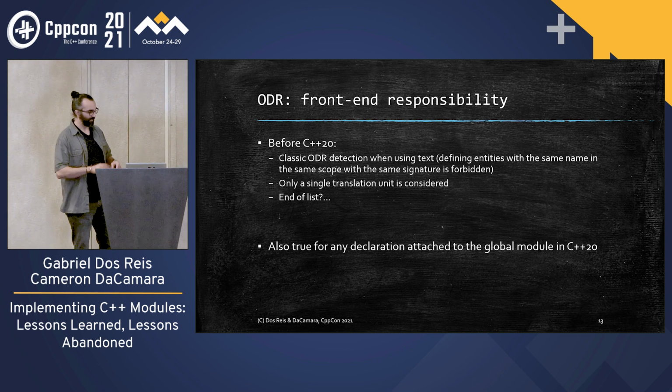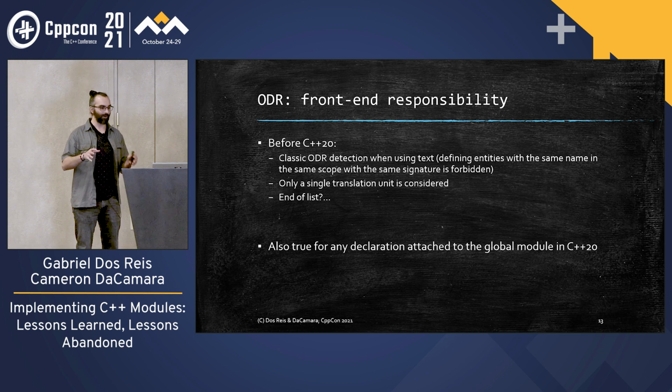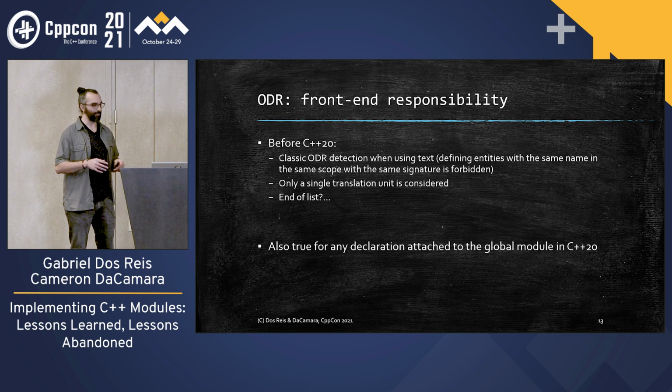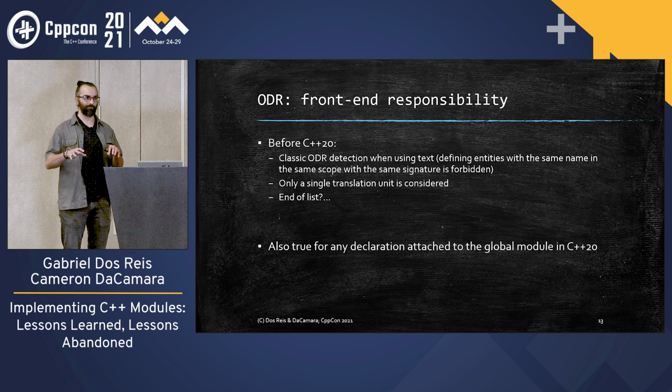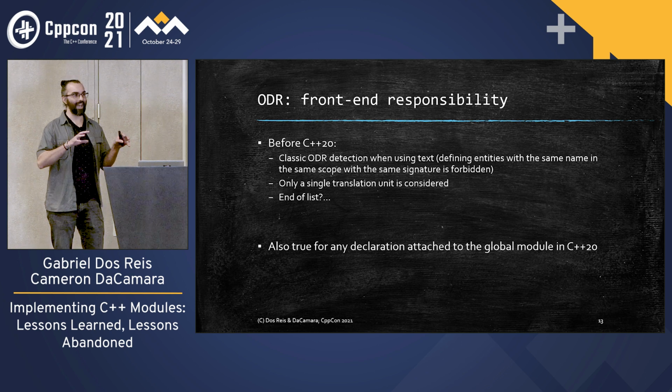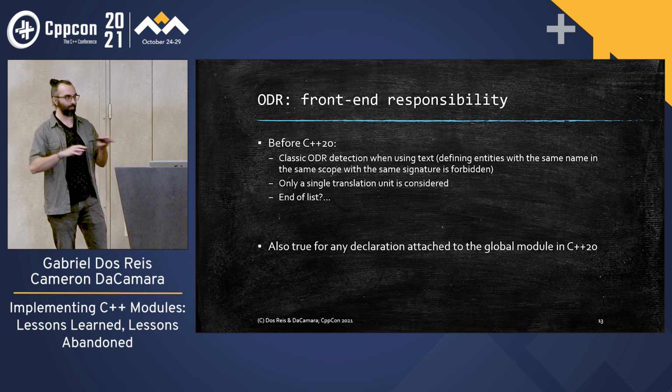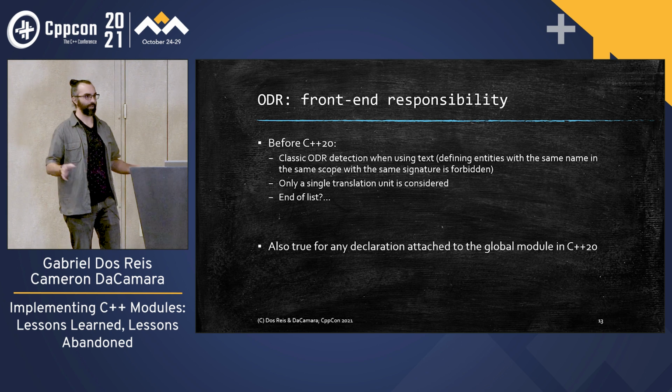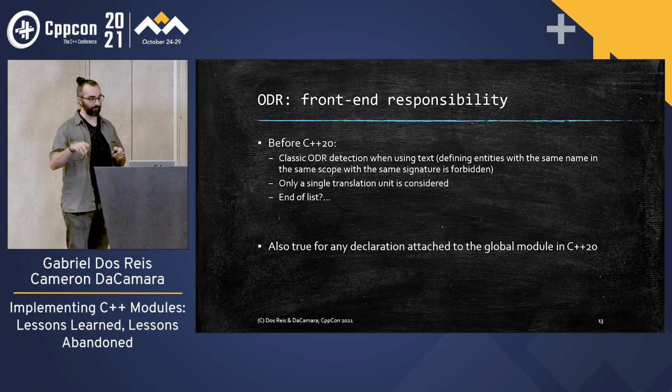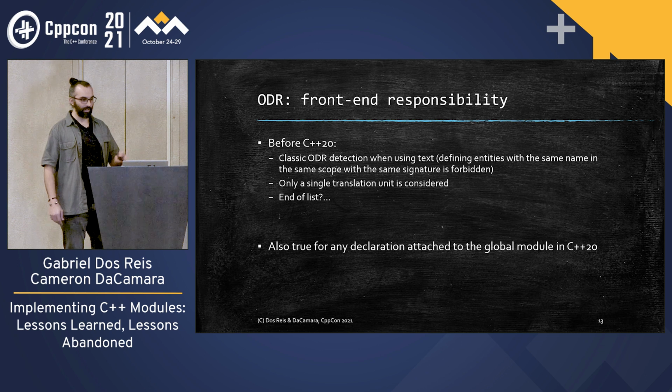So while Gabby is explaining more of the targets that we were aiming for when we were implementing modules, I'm going to be talking more boots on the ground. What did we actually do in the toolset to support the features and all of the semantics around C++ modules? And in particular, we're going to get to performance. But for now, let's focus on this idea of ODR.